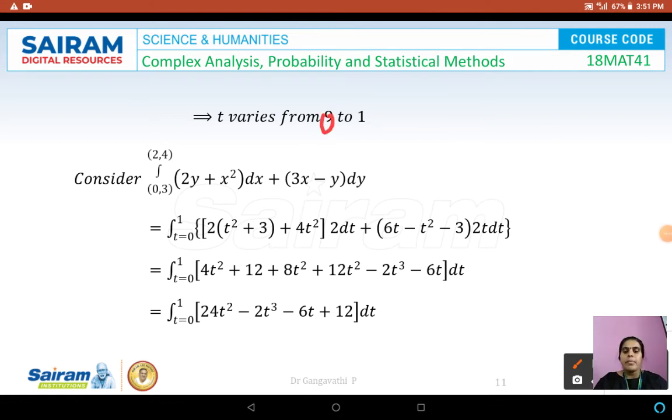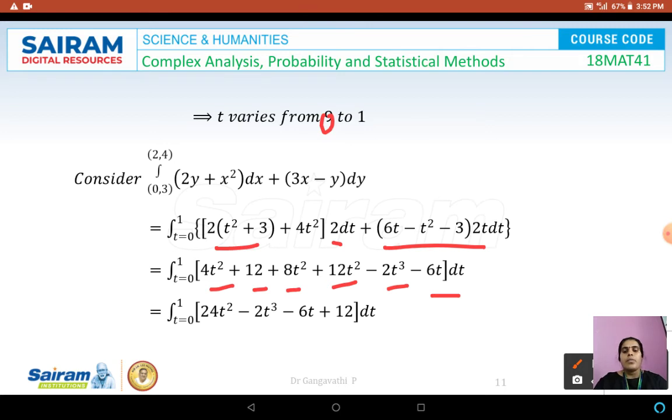And multiply this 2 inside the bracket, and even this 2 can be taken inside. So we get 4t square plus 4t plus 12 plus 8t square, and from this term multiply this 2t inside, 12t square and 2t cube minus 6t into dt.